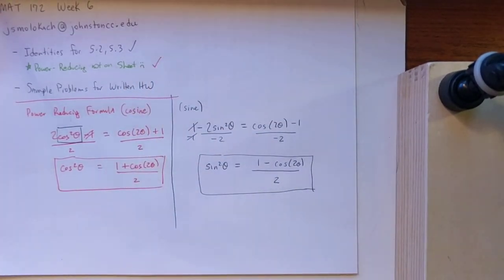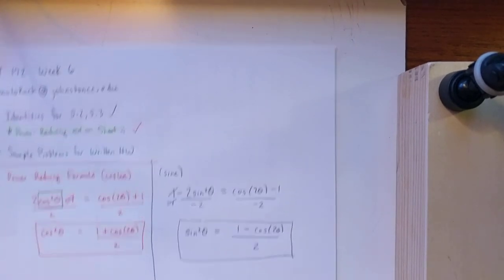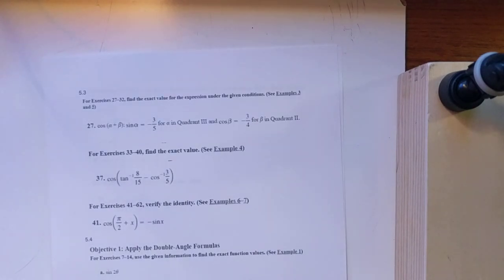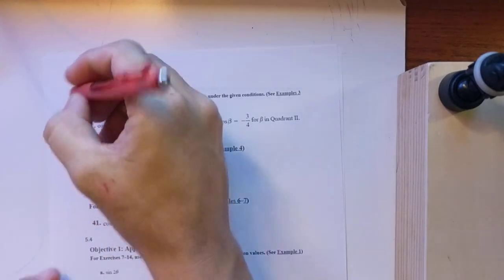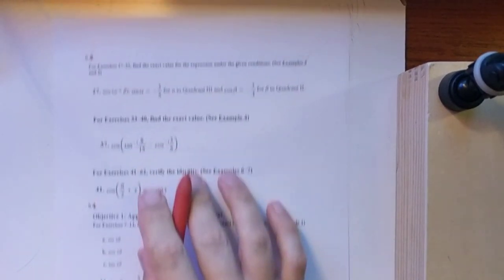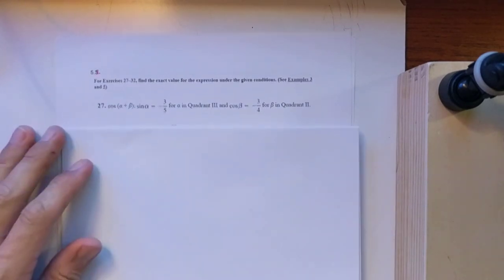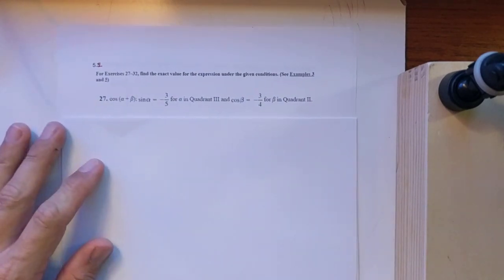So now we're going to look at some sample problems for the homework. This week, we're going to look at section 5.3 first. And I have these labeled wrong. Actually, it's 5.2 and 5.3. Sorry about that. That's 5.2 and this is 5.3. But okay, what we're going to do is take a look at this angle sum formula.